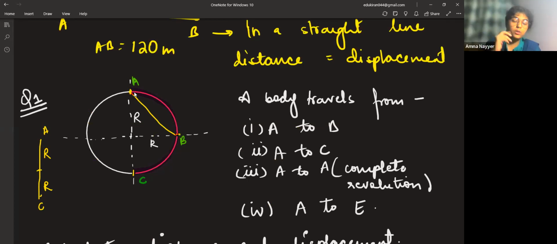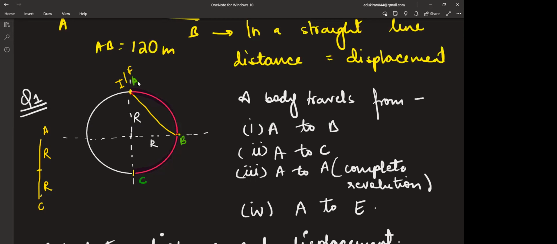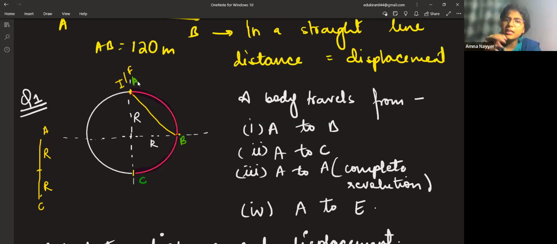No, not R. Look, that's what I'm telling. See, class, what is the initial point? A. What is the final point? A. What is the separation between A point and A point? Is there any separation? No. Both are the same point. It means no displacement has occurred because there is no difference between the initial and final point.